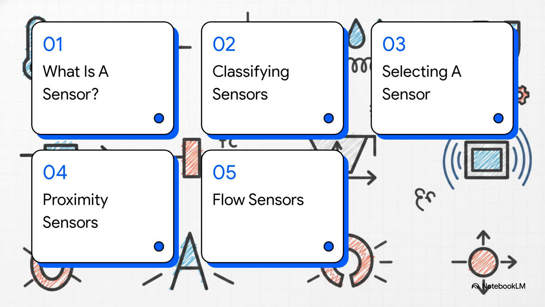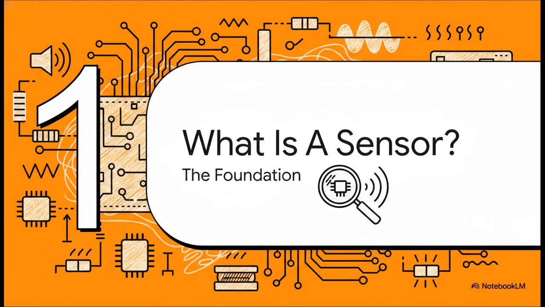Here is our roadmap for the day. First, what is a sensor? 2. Classifying the sensor universe. 3. The rules for selecting a sensor. Then we're doing 2 deep dives, proximity sensors for number 4 and flow sensors to wrap it up at number 5. All right, let's jump right into section 1.